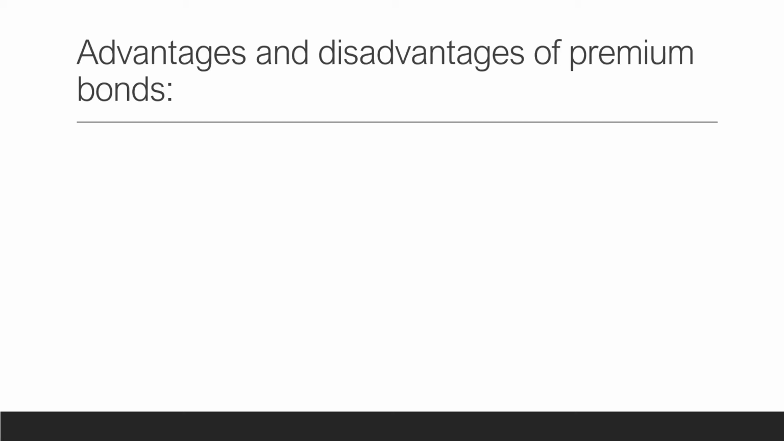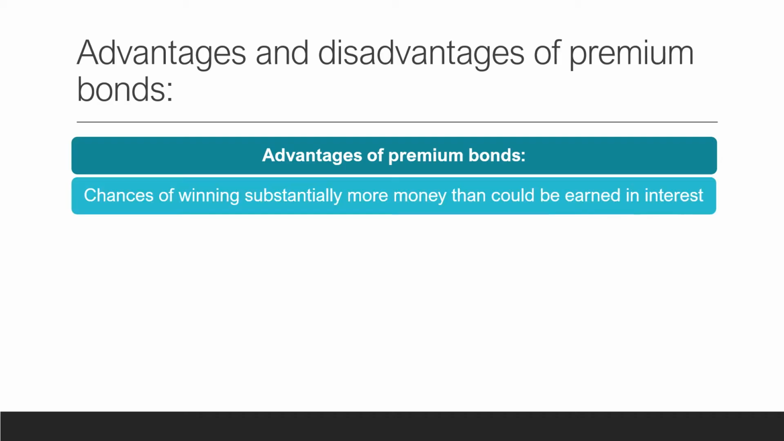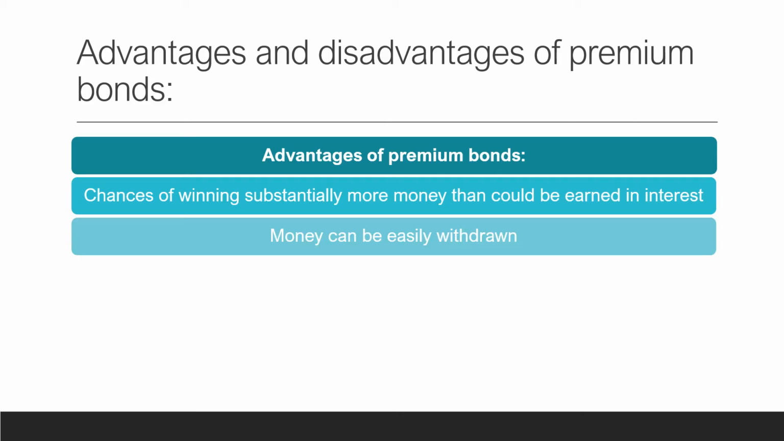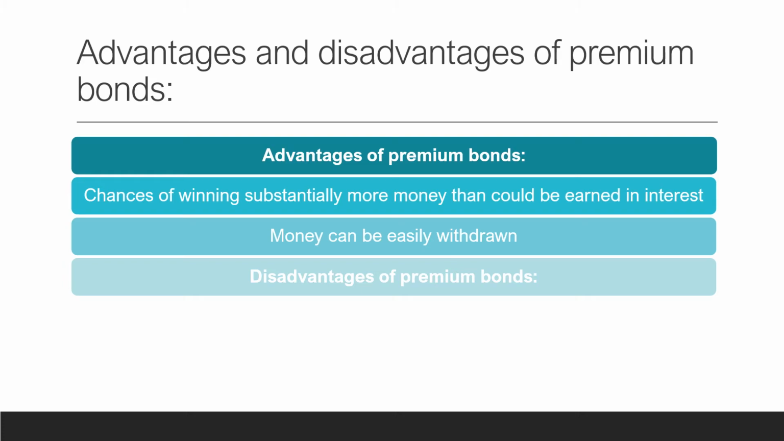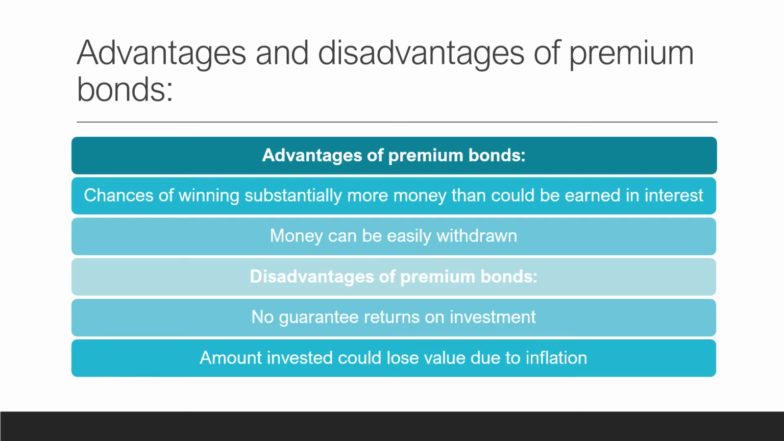What are the advantages and disadvantages of premium bonds? The advantage of premium bonds is that there's a chance of winning a lot more money than could be earned in interest, and you can take money out easily. However, the disadvantage of premium bonds is that there's no guarantee of returns on the investment, so there's no guarantee that you're actually going to get money from the investment. And the amount that you invest could lose value due to inflation.